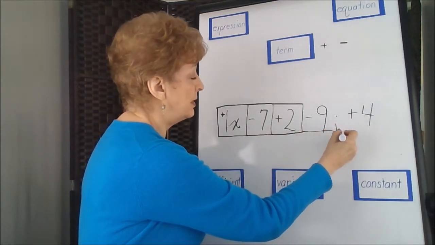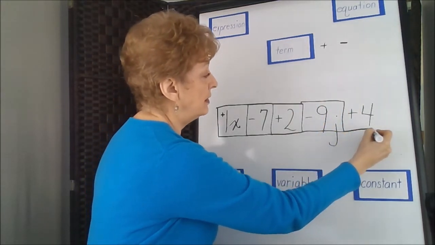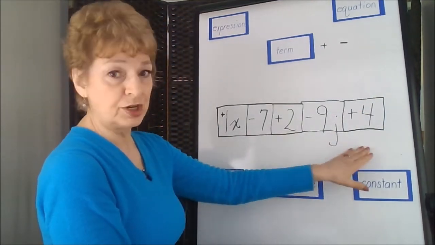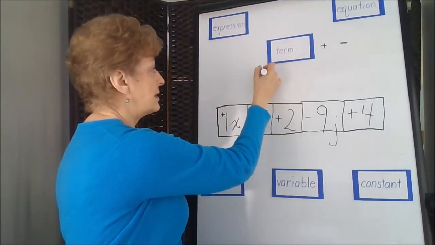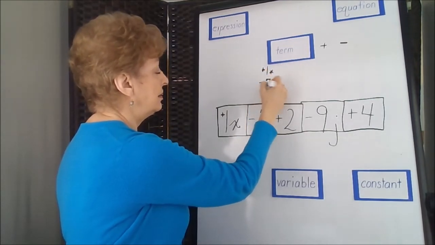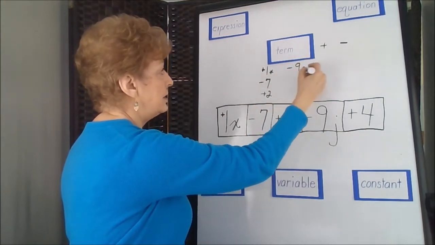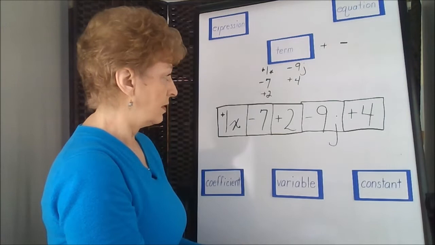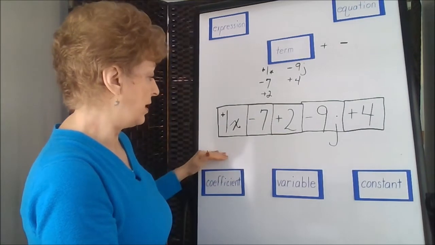Here's my next term. It includes the J. And the last term is here. So this particular polynomial has 5 different terms to it. They would be an understood positive, an understood 1x. We have a -7, a +2, a -9j, and a +4. So those are all of our terms for this polynomial.